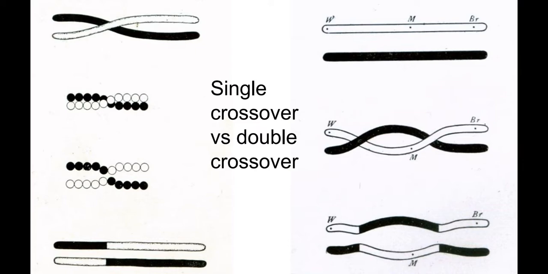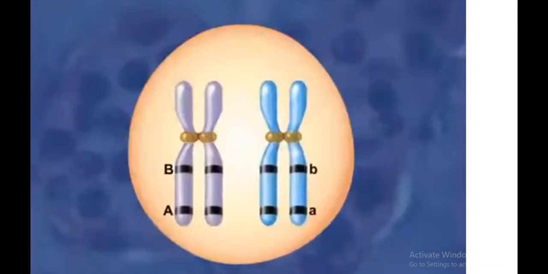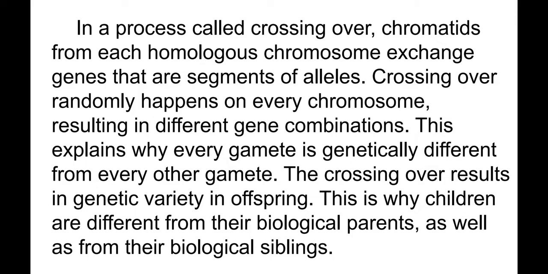So you see these chromosomes exchange, the swapping of genetic information, and they produce different genetic code. Okay, so let's read a little bit. In a process called crossing over, chromatids from each homologous chromosome exchange genes that are segments of alleles. So it is some genes which are responsible for alleles.